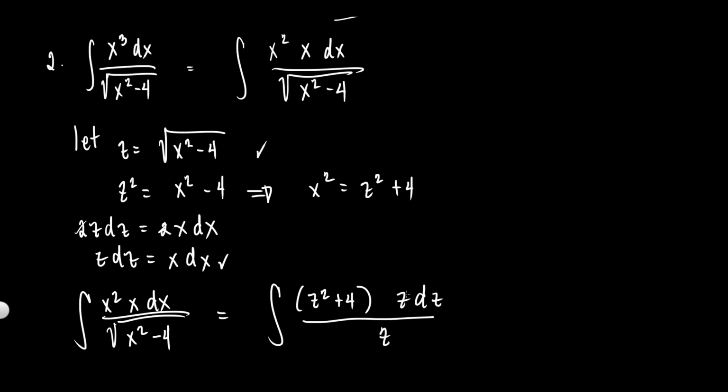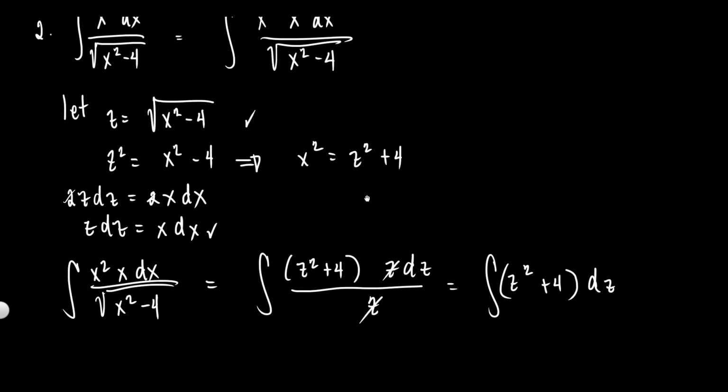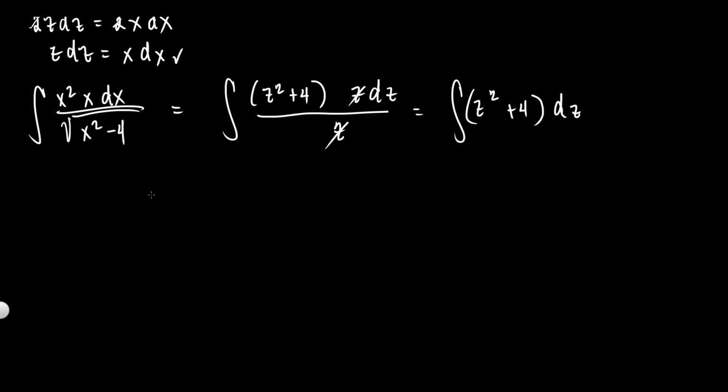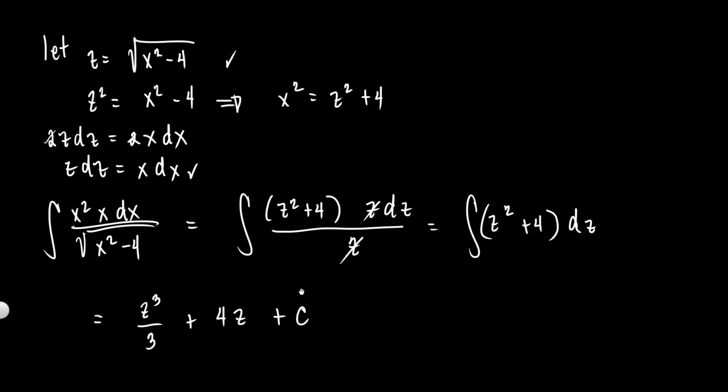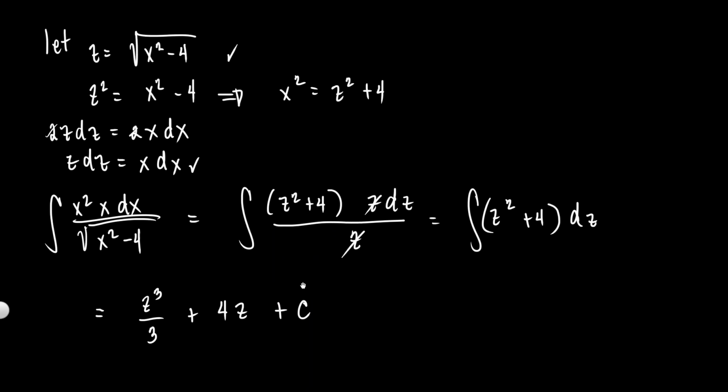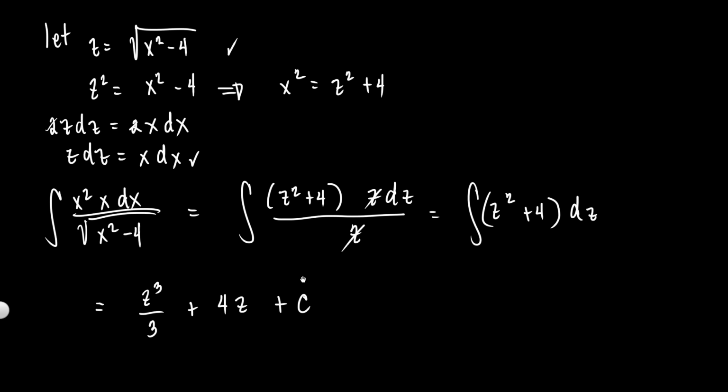Now we can cancel this. z over z is 1. So we have z squared plus 4 times dz. So, madali na yan. So this is now equal to z cubed over 3 plus 4z plus c. And z is equal to the square root of x squared minus 4.